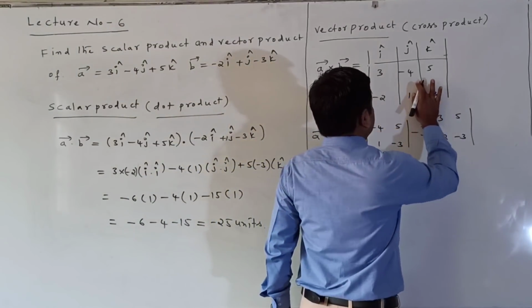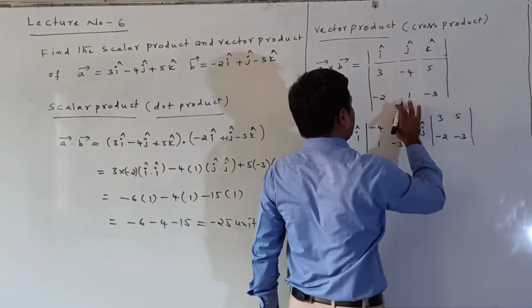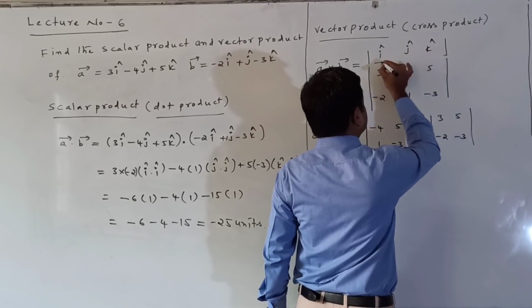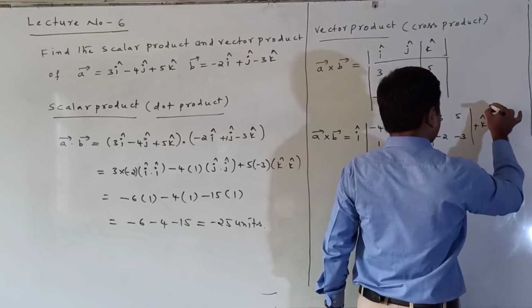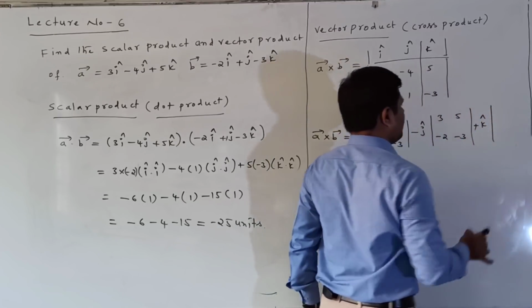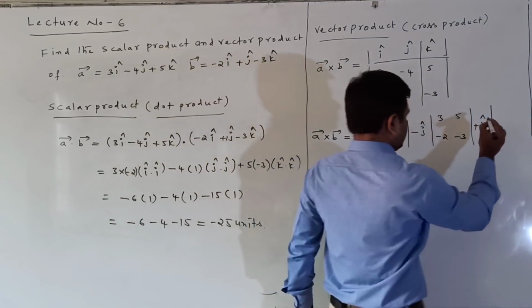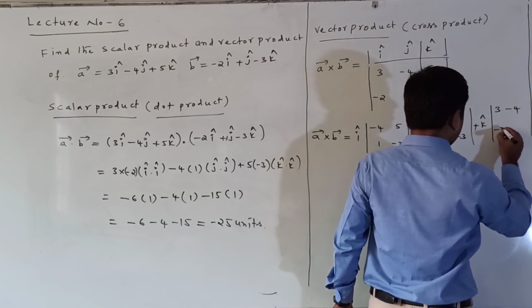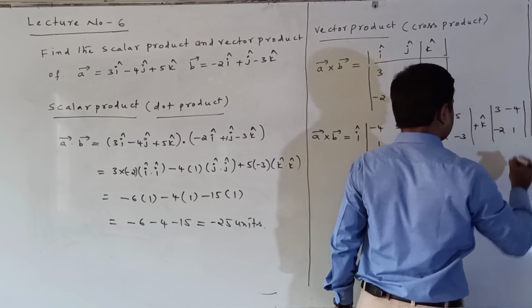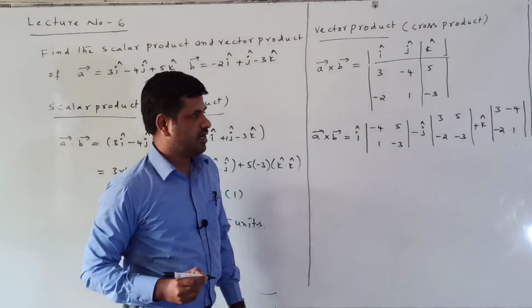Next, k cap: leave its row and column, write down the remaining: 3, minus 4, minus 2, 1. Okay, we are writing this one.